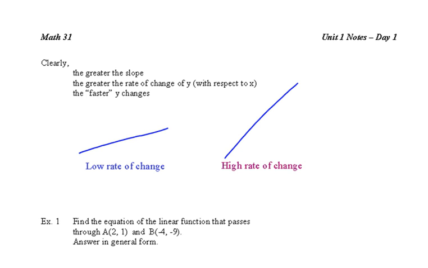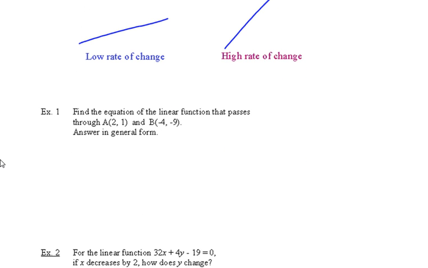Okay, so can you find the equation of the linear function that passes through (2, 1) and (-4, -9) in general form? Can you solve that right now? Because you just got this, because often general form is the more proper form.